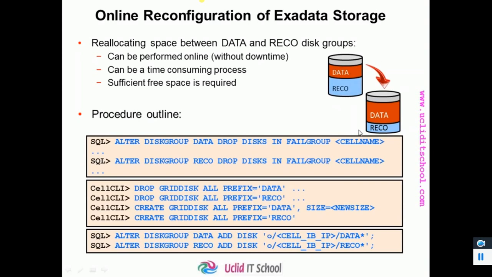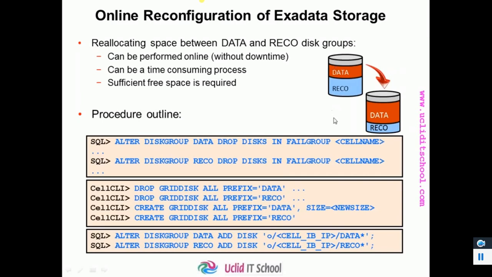Let me read that question. So the usable area to put the DB files is the size of the disk group data. Correct. That is correct. So how many files can be created, or how big a file can be created, is dependent on your disk group size.